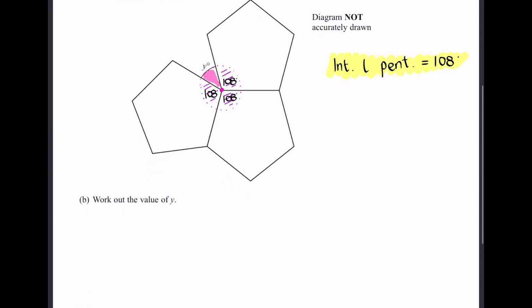So the angles that I have around this point over here, I have 4 angles, of which I know the value of 3 of them, and I'm just looking for the y, which means that I could add all of these together. So I could say that y plus the 108 degrees plus the other 108 degrees plus the third 108 degrees needs to total 360 degrees. Why? Because it's angles around a point.